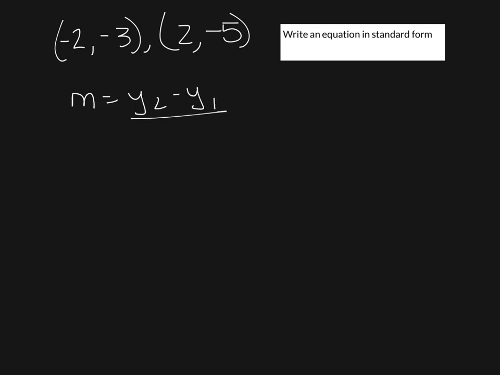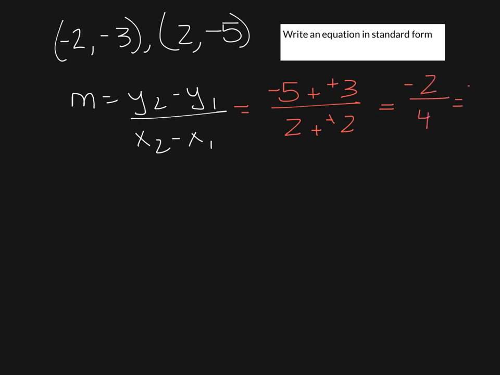minus y1 over x2 minus x1. So when you do that, you get -5 minus -3 over 2 minus -2. So these become addition. -5 plus 3 is -2 over 2 plus 2 is 4. And if you reduce that, you get -1 over 2. So our slope is -1 over 2. And that is because we used this as x1, y1, x2, y2.